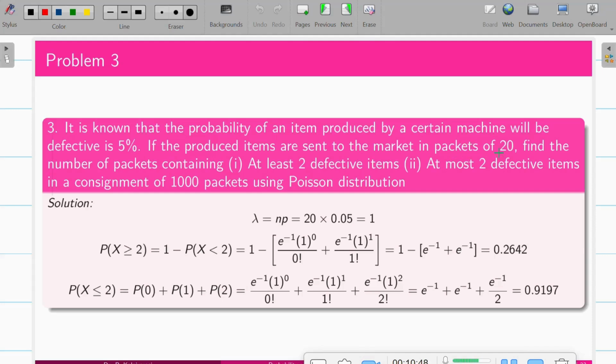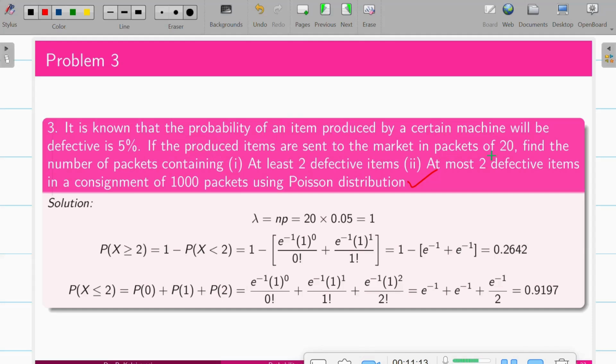Okay. So with a packet of 20, find the number of packets containing at least 2 defective, at most 2 defective in the consignment of 1000 packets using Poisson distribution. This question is specifically given with Poisson distribution. If it is not specified, we can directly go with the binomial distribution itself. Okay. So the machine produces with a defective rate of 5%.